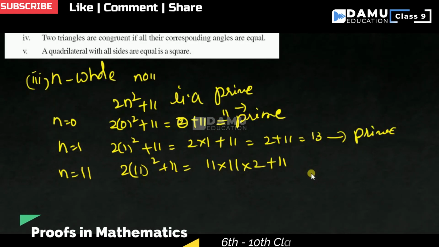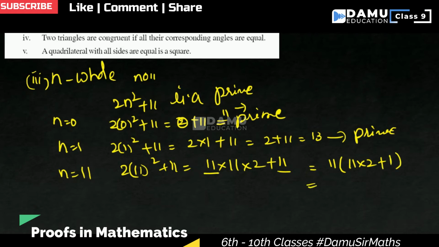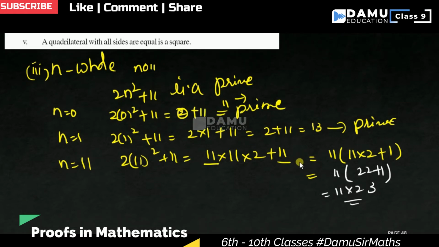Here you can take 11 common in both the terms. So 11 into (2 into 11 plus 1) will be here. So let's write it: 11 into 22 plus 1, that is 11 into 23. If you do the multiplication of 11 into 23, what do we get? 11 into 23 is 253.